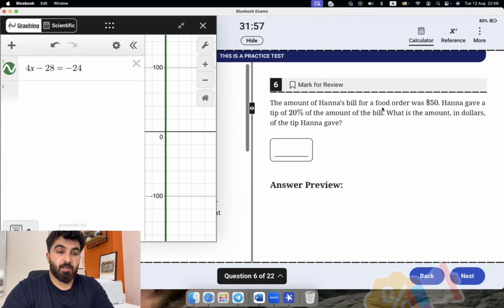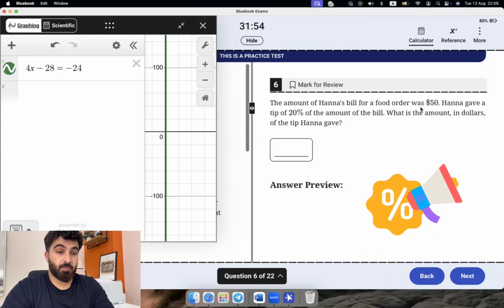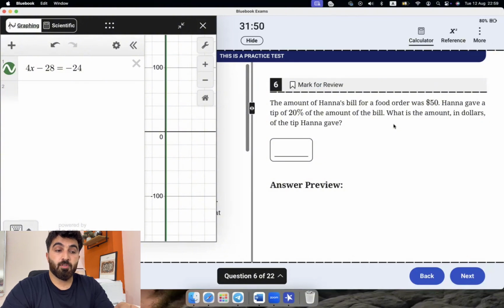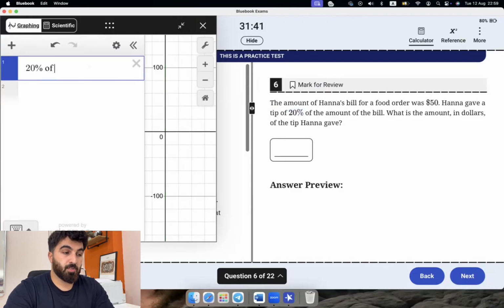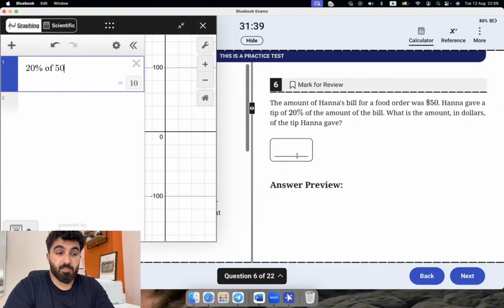The amount of Hannah's bill for the food order was $50. Hannah gave a tip of 20% of the amount of the bill. What is the amount in dollars of the tip? So we are just calculating the tip that we pay. So it is 20% of 50. If you just type it into Desmos, 20% of 50, it is 10.